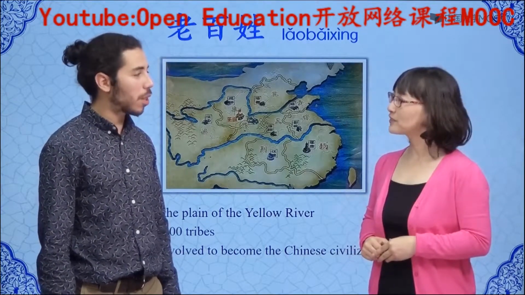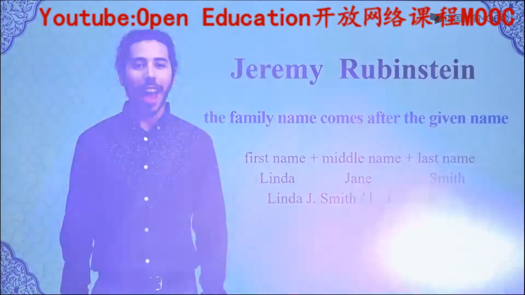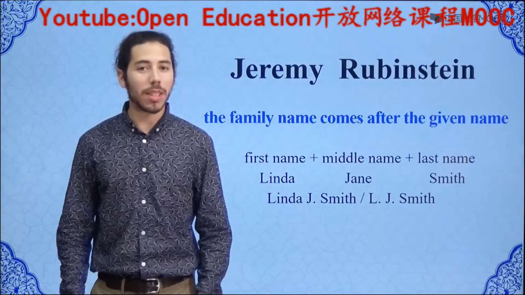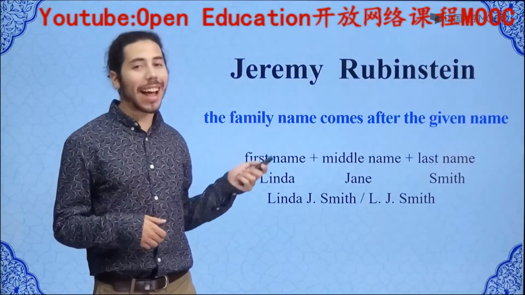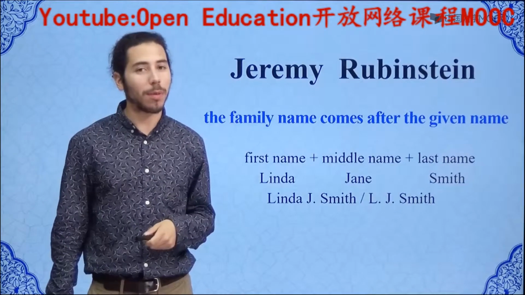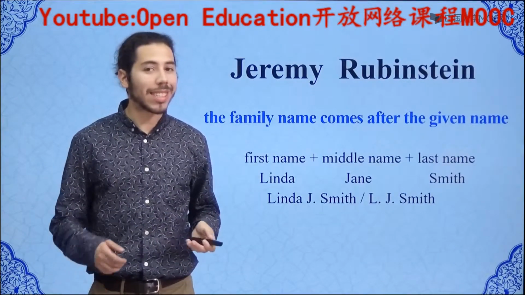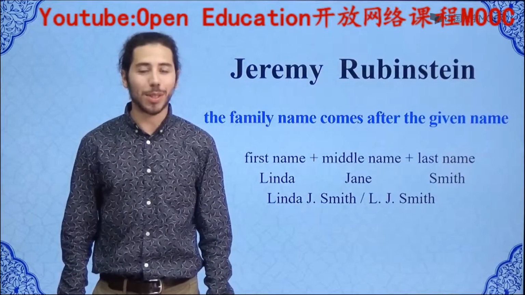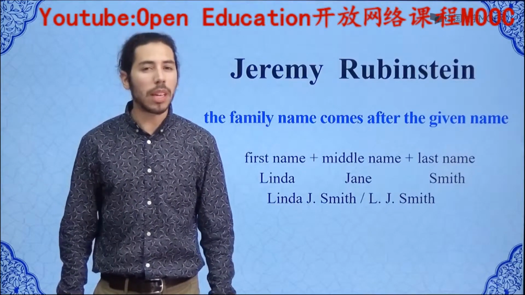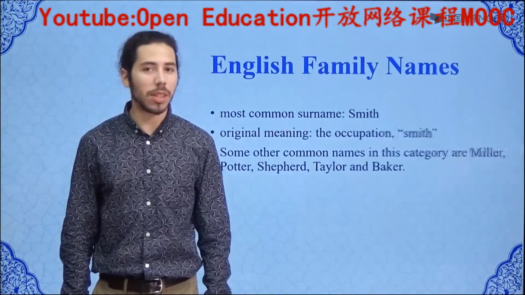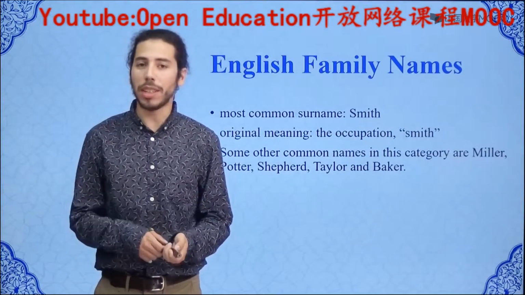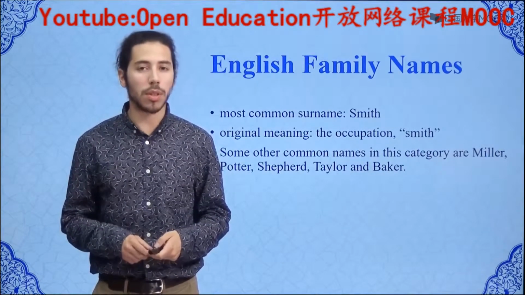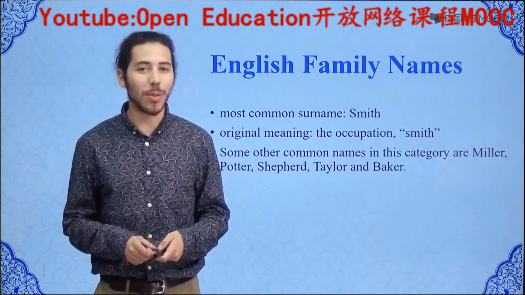Yes, there are some English surnames that are especially common. As we said before, in English, the surnames come after the given names. Like my surname, Rubenstein, is my last name, and my given name, Jeremy, is my first name. Another example is the name Linda Jane Smith. Linda is the given name, and Smith is the surname. So this surname, Smith, is one of the most common English surnames. It's not as common as the most common Chinese surnames, such as Wang, Zhang, or Li, but it is one of the most common surnames in England, Australia, and in the US.